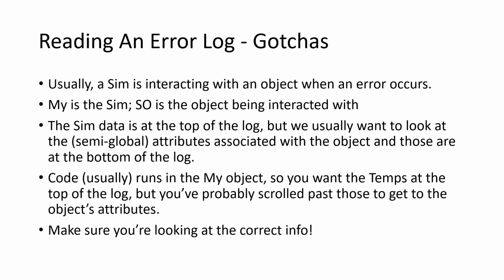And quite often, and I've done it a lot, you'll be looking at an attribute going, that's not the right attribute value for that object. Why is it on value 8? It should have been on value 3. And you suddenly realize, oh God, I'm looking at the sim's attributes, not the object attributes. And then when it comes to the temps, I've got this the wrong way around on what I've told you previously: the code is running in the my object, so the temps you want are the ones at the top of the log, but because you scrolled to find the object, you're looking at the ones at the bottom of the log. So it's just really not set up to be helpful.